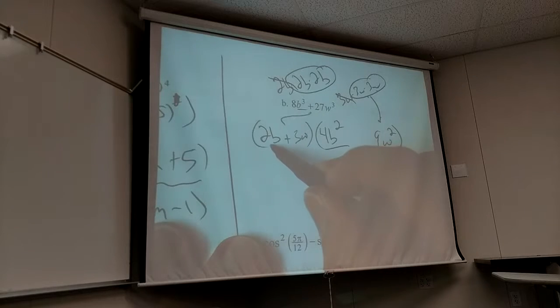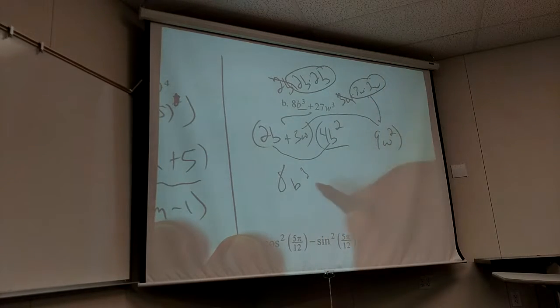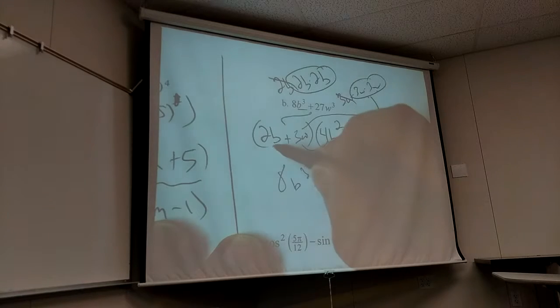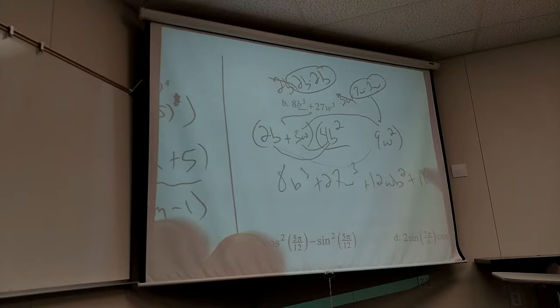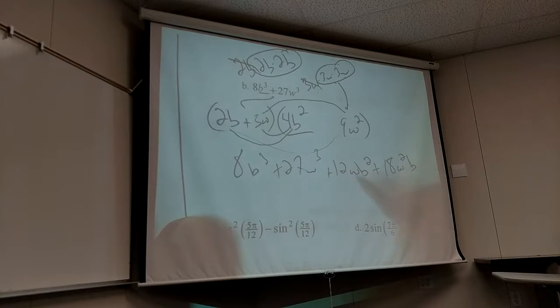Because look, what do I have so far? I got my 8b cubed, right? I got my 27w cubed. But don't I also have 12wb squared? And don't I also have 18w squared b? Do I want these? This obviously can't be the answer because it doesn't multiply out to be this.